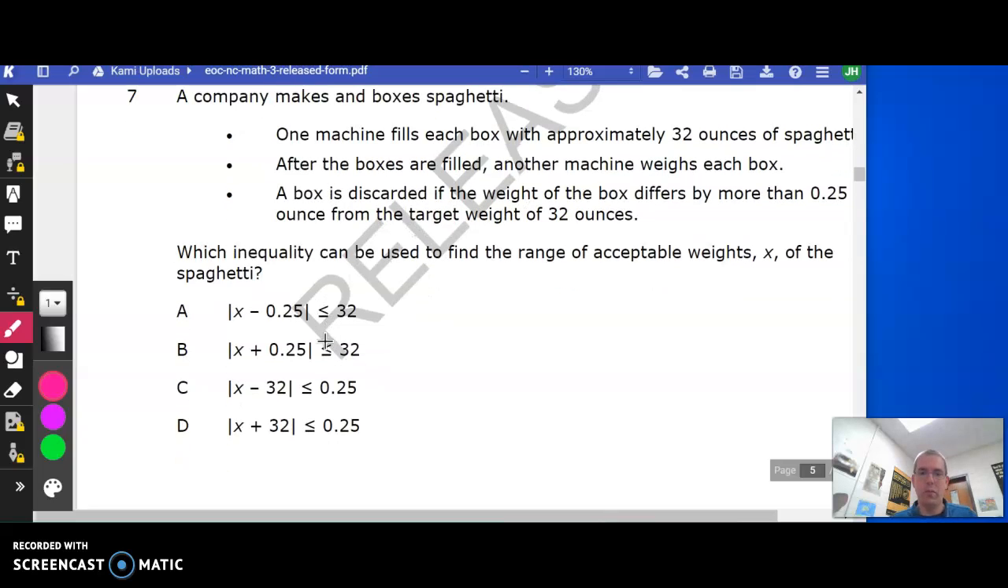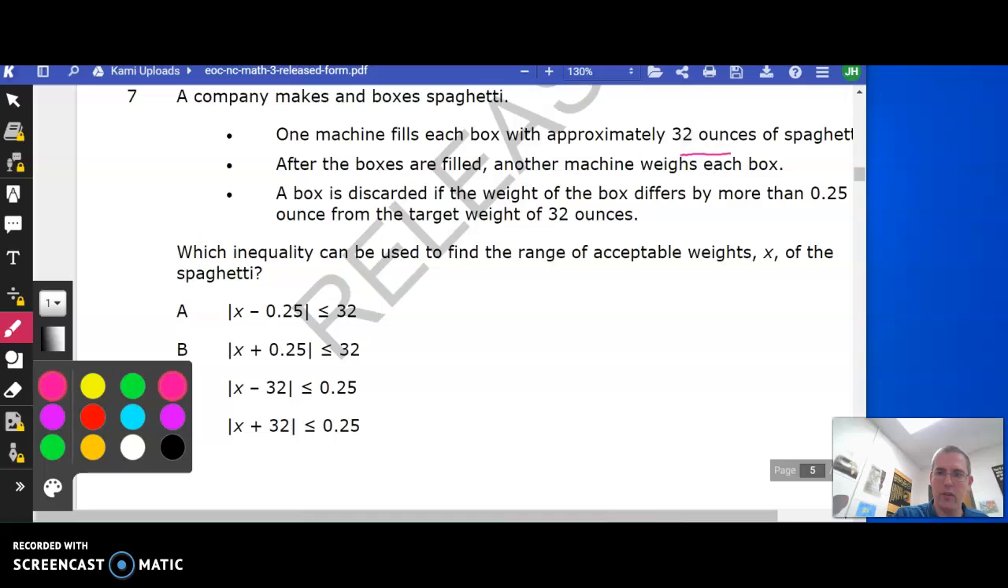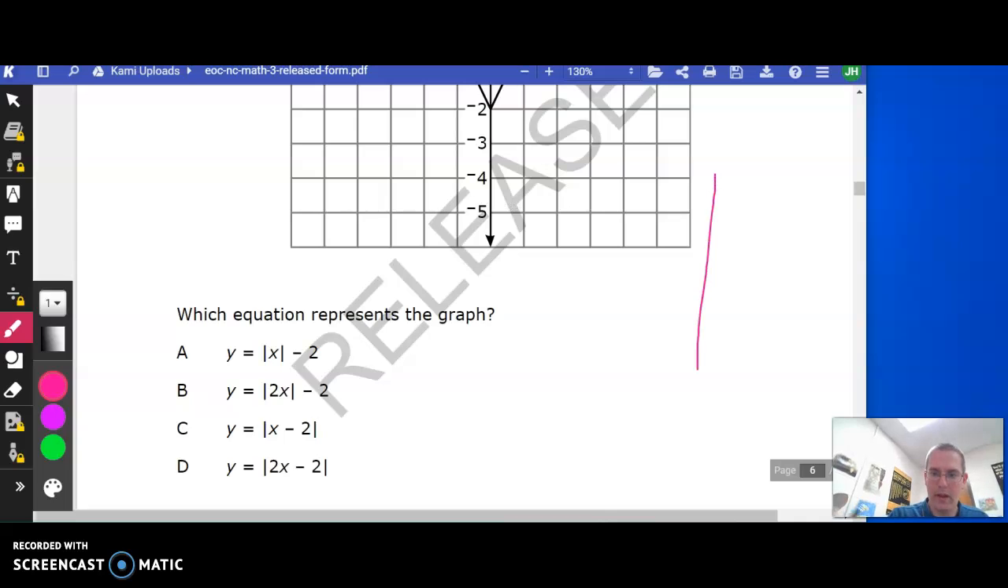We have a company in this one making spaghetti, and we're looking for a machine filling the box with about 32 ounces of spaghetti. So here's one thing to consider. 32 ounces is basically my goal. After the boxes are filled, the machine weighs it, and it discards if it's off by more than this. Hold on just a second.